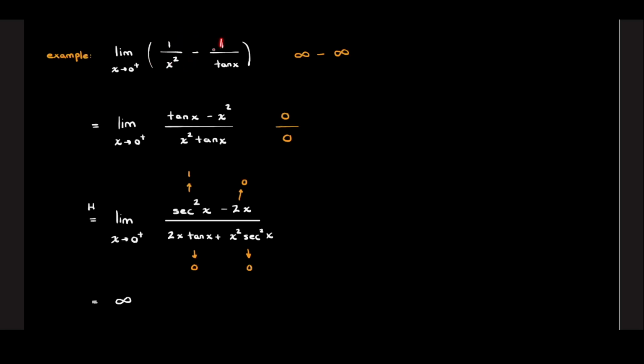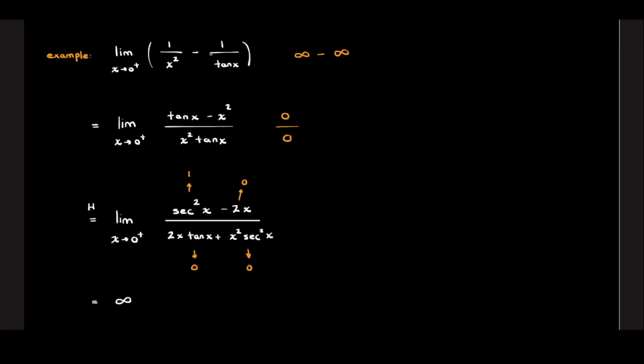And similarly, 1 over tangent. Well, tangent of 0 is going to approach 0. So you're doing 1 divided by a very tiny positive number. This fraction is going to also blow up to infinity. So yes, we do have infinity minus infinity. We have this indeterminate difference.